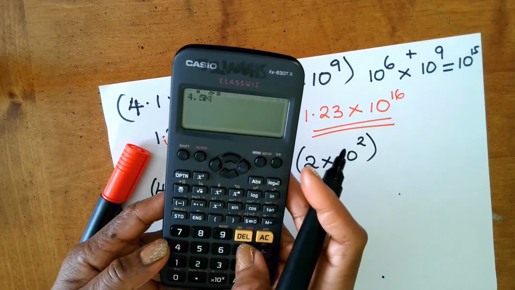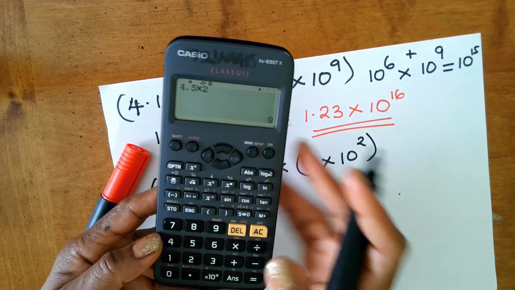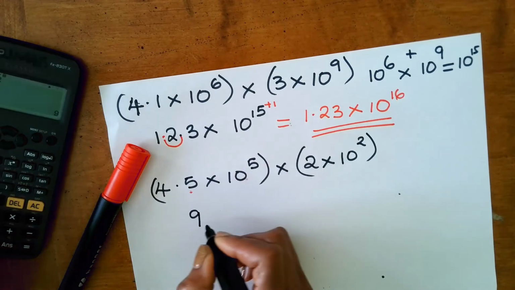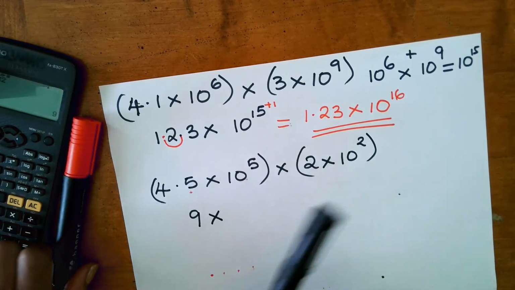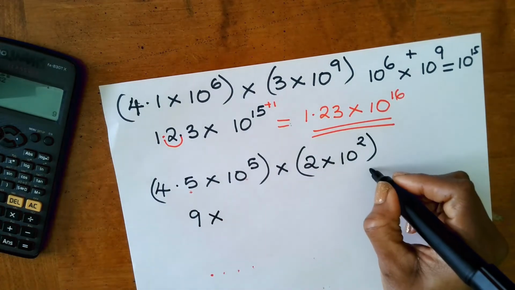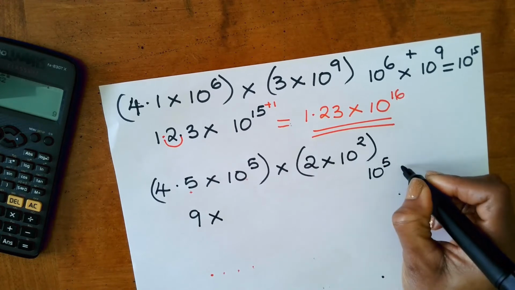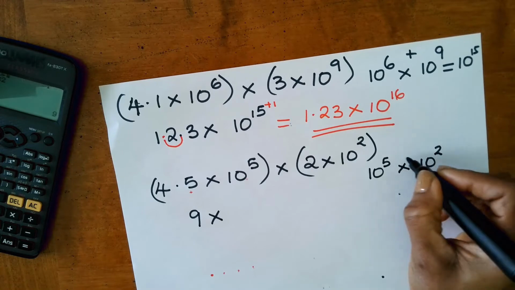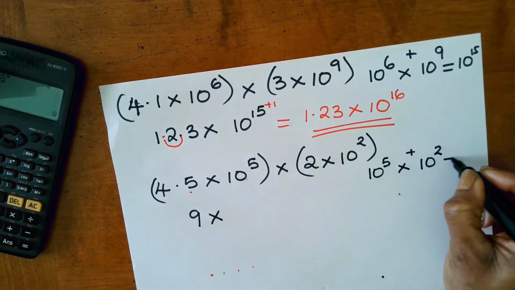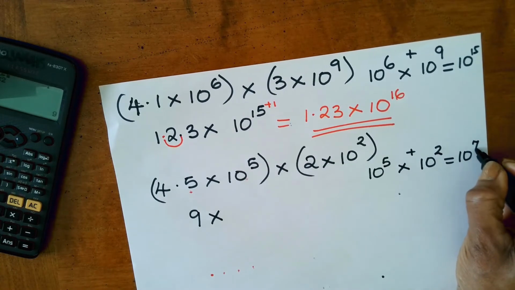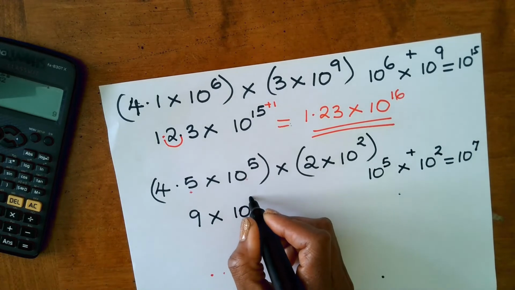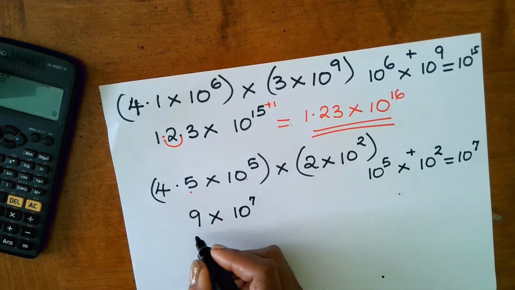4.5 multiplied by 2 will give me 9. So that will be 9. Then I multiply, and I've got 10 to the power of 5 multiplied by 10 to the power of 2. So if I add 5 and 2, that will give me 10 all raised to the power of 7. So my answer is going to be 10 raised to the power of 7.